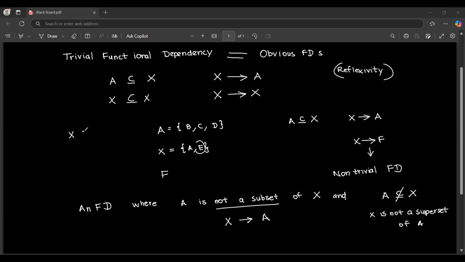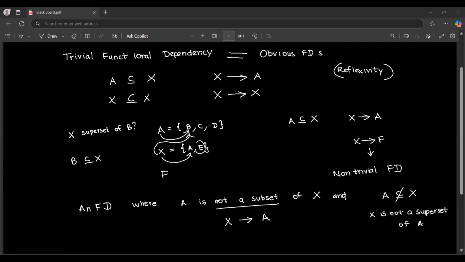So what about this? Is X a superset of B? Yes, obviously. Why? X is a superset of A, and A is a superset of B. So we can say X is a superset of B, and you can say B is a subset of X. You can't say it's strictly less, because it can be equal too. So you can say this.